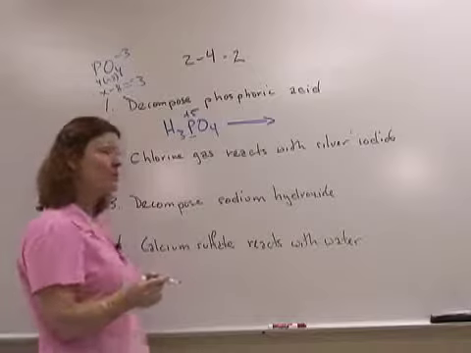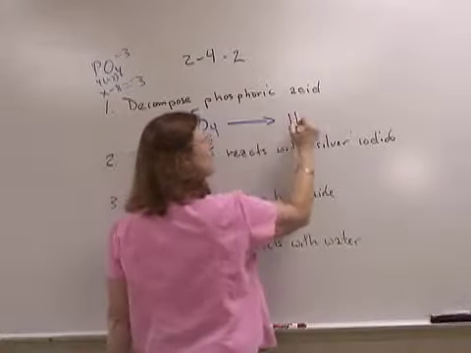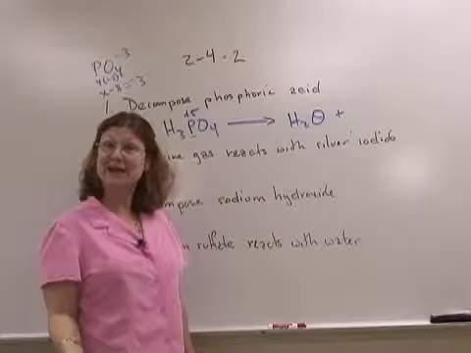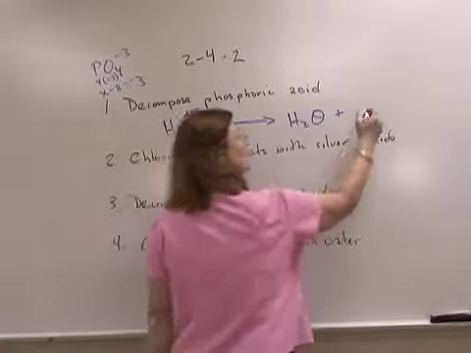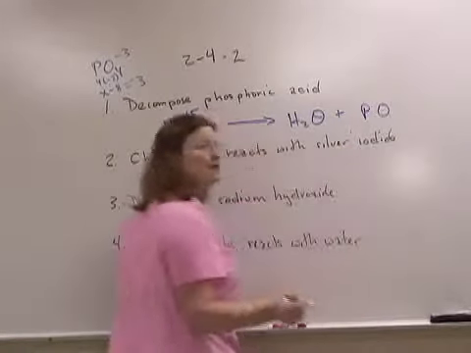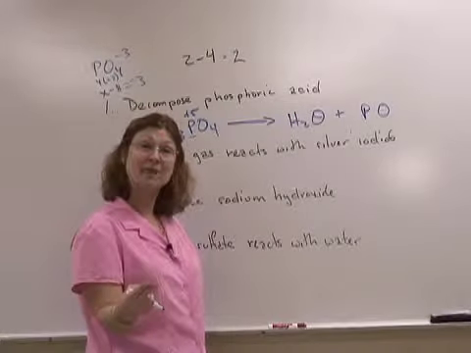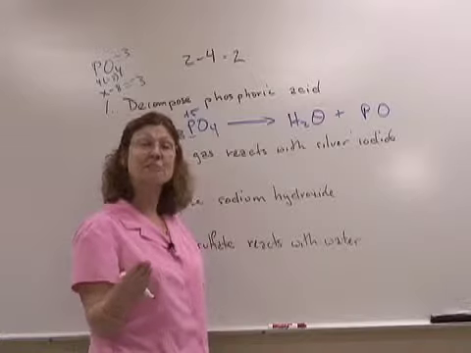Now, when I decompose an oxyacid, I always get water. And when I drive off the water from an acid, I'm left with an acid anhydride, which means an acid without the water. Now, this acid anhydride is phosphorus and oxygen. Remember, acid anhydrides are binary compounds. One of the elements is oxygen and the other is a nonmetal.